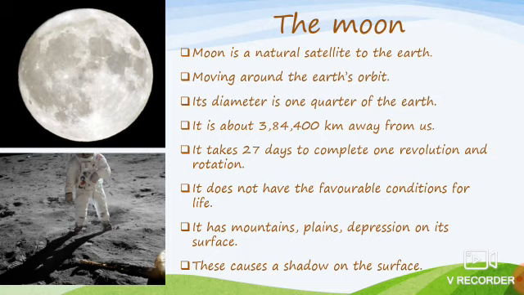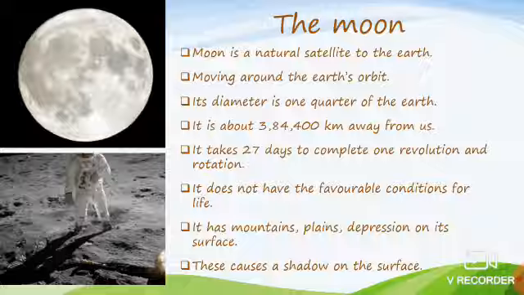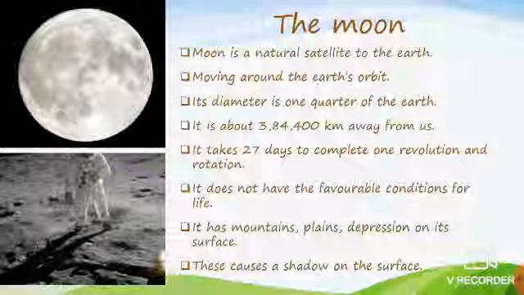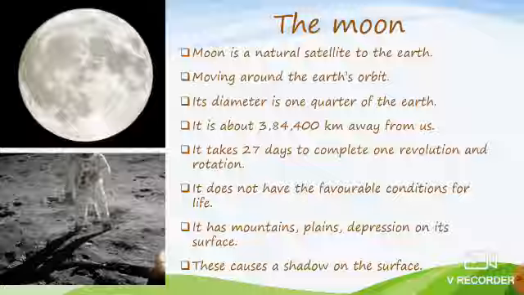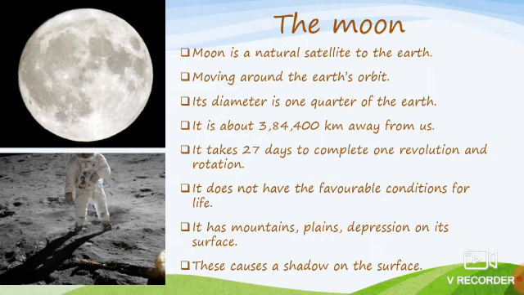The Moon. Our Earth has only one natural satellite, that is the Moon. Its diameter is only one quarter that of the Earth. It appears so big because it is nearer to our planet than the other celestial bodies. It is about 3,84,400 km away from us. Now you can compare the distance of the Earth from the Sun and that from the Moon.